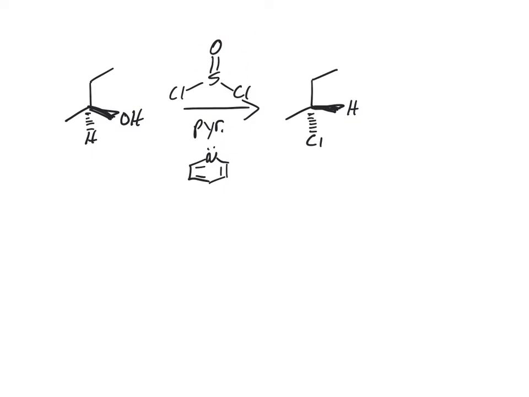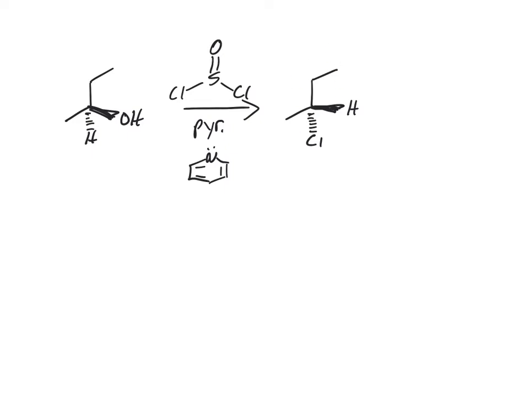We need a different reagent for chlorine, just like the Lucas reagent, the ZnCl2. If we just want to add a chlorine in a more modern way, we'd use SOCl2. Looking at the product, you can see there's inversion.